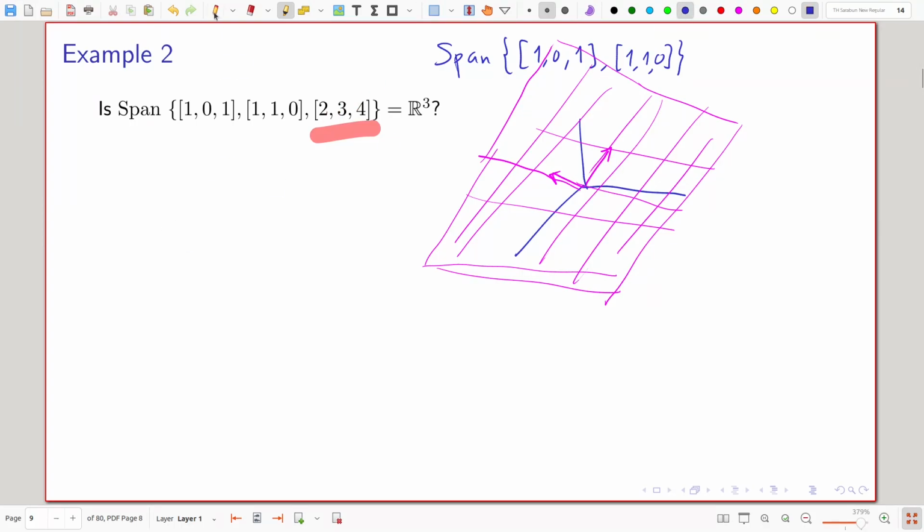So suppose I consider the span of this one and that one and the next one. Can you come up with a vector which is a linear combination of the first two?